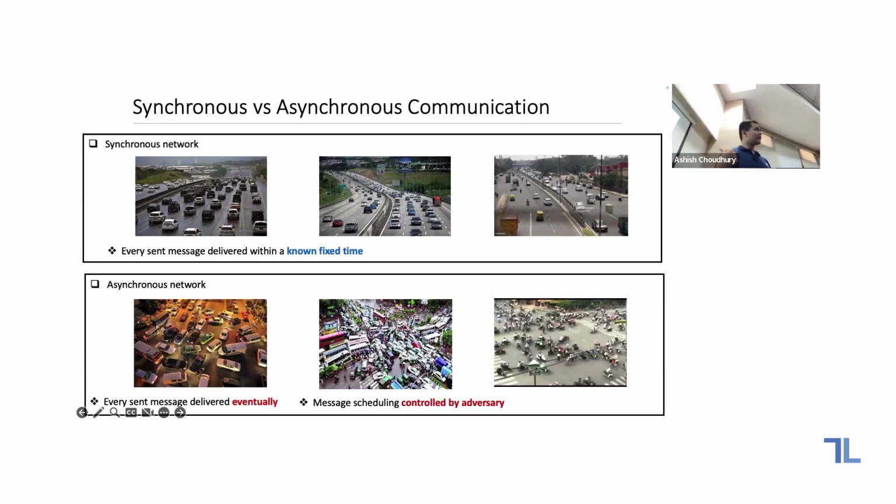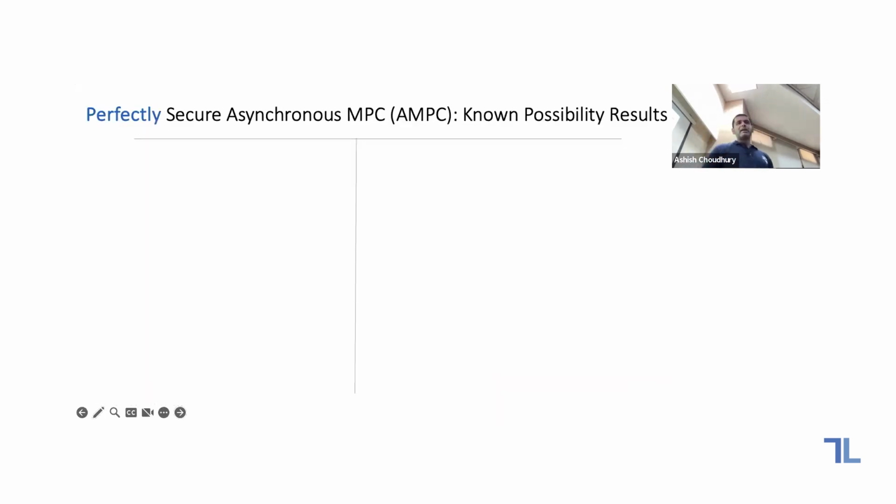So in this work, our focus is on the asynchronous communication model. So that's the second dimension of our work. And we focus on perfect security. That means we are considering an adversary who has unbounded power. So we are not allowed to use any cryptographic tools which are based on cryptographic hardness assumptions. So we are aiming for perfect security in the asynchronous model against non-threshold adversaries.